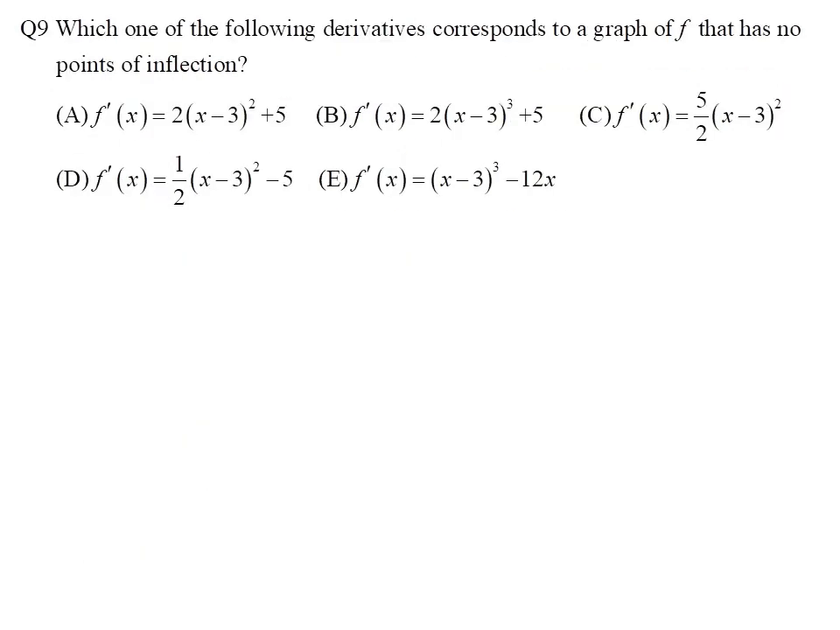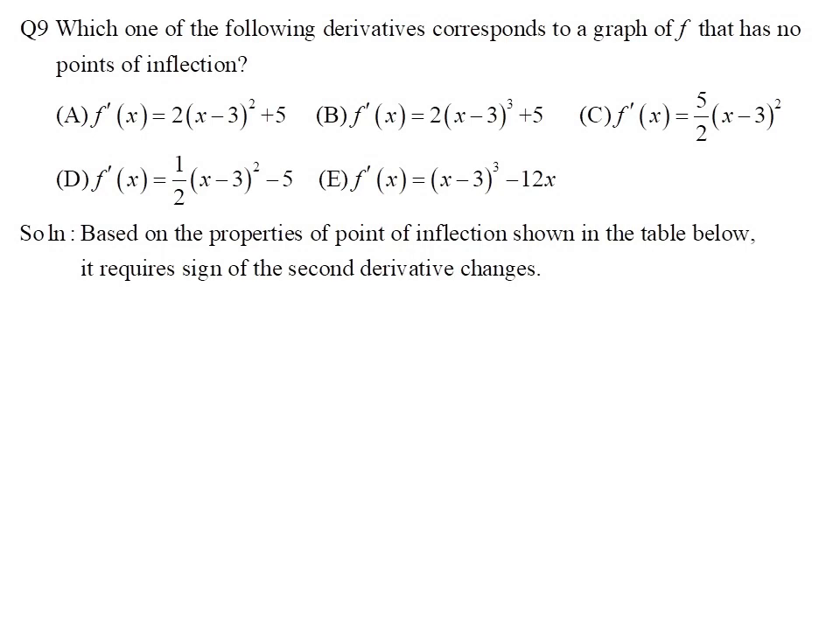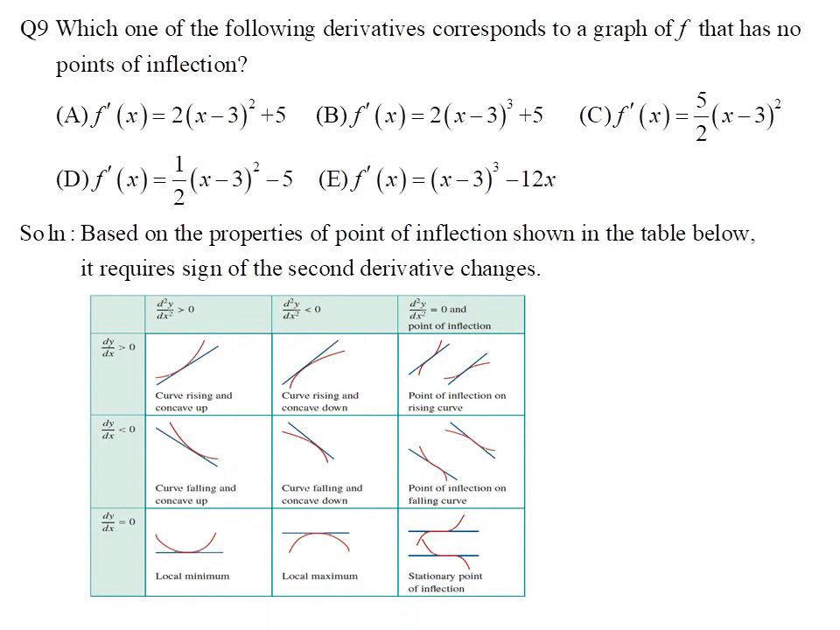Question 9 is to determine which of the 5 given derivatives corresponding to a graph f of x has no point of inflection. Based on the definition of point of inflection, it occurs where the sign of its second derivative changes from negative to positive or vice versa. To explain this, graphs illustrating different situations for different functions are shown below, where it can be seen that a graph has a point of inflection when its second derivative equals 0, while its first derivative is either greater than 0 or less than 0.